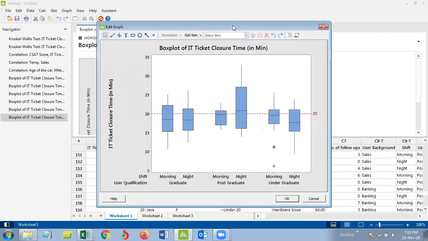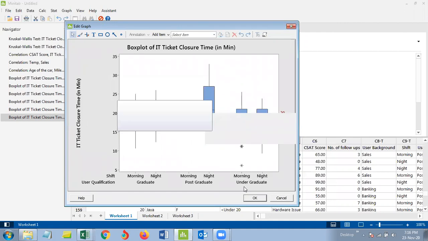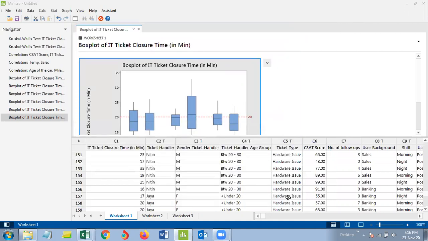The problem is not with all the postgraduates. The morning ones are great. They're doing best. But the challenge is only with the night shift ones. Night shift postgraduates are the ones who are doing a horrible job, and I really need to understand why. So yes, that's what you can do with combination. You can try out various stuff.